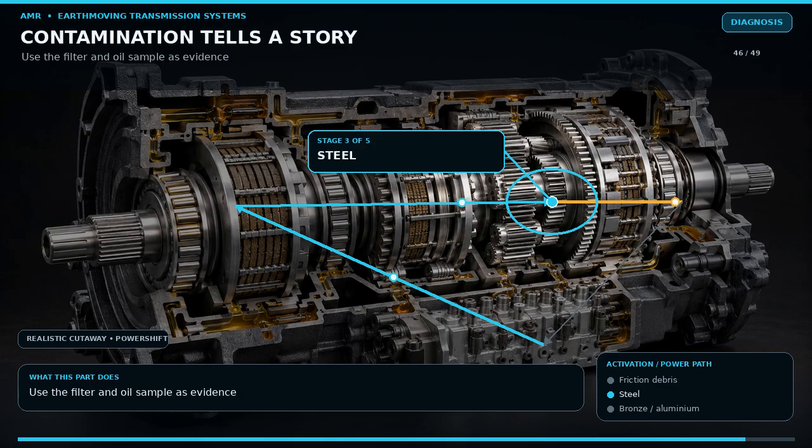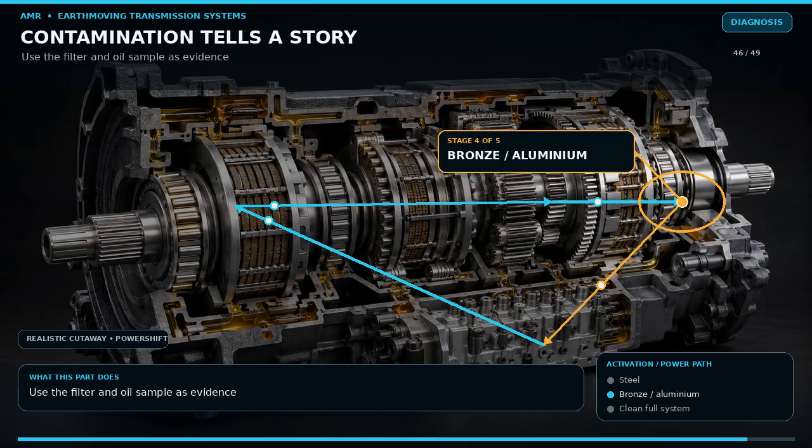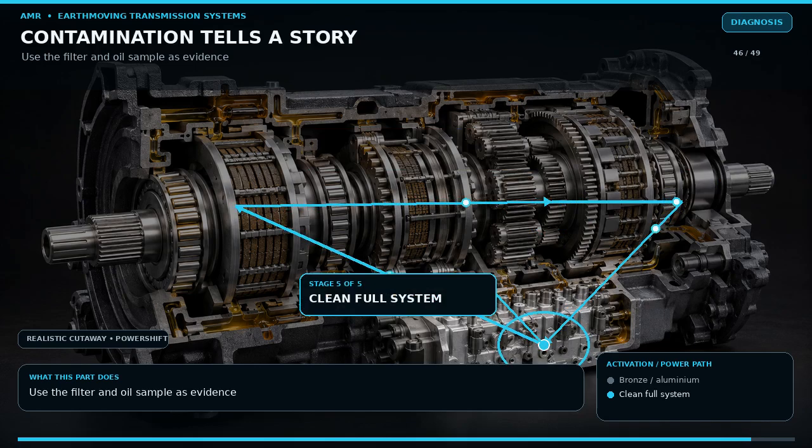Cut the filter using the approved method and spread the media in a clean tray. Take an oil sample before draining or adding fresh oil when possible. Do not diagnose from color alone. Use particle analysis, magnetic response, component materials, pressures and symptoms together. If a major failure circulated debris, clean or replace coolers, lines, valves, and converters as the OEM directs. Otherwise, contamination can destroy the replacement unit.